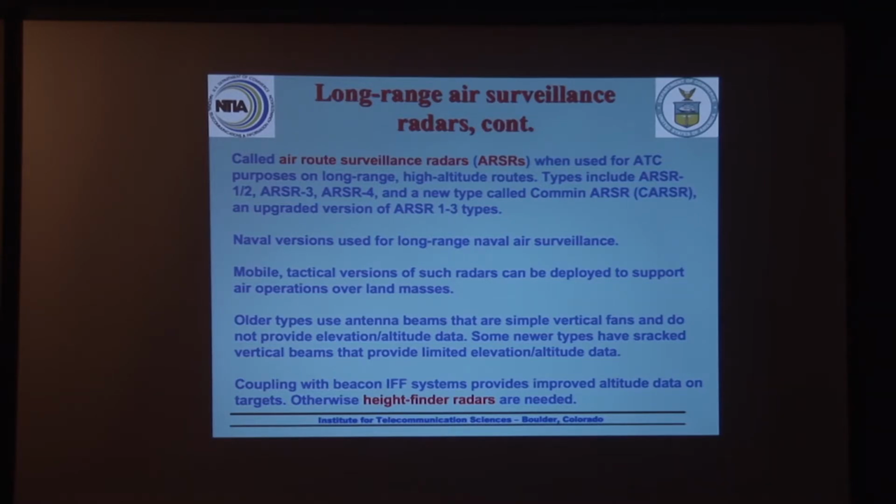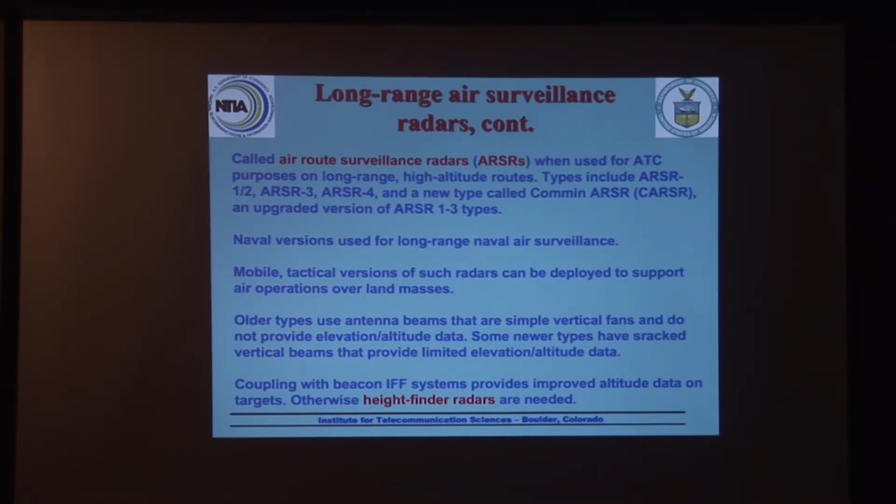The older types just use simple vertical fan beams for their coverage. The newer types often, like the ARSR 4, have stacked vertical beams that give you some elevation information. Again, beacon systems are important. The only other way with these radars to really get elevation information is to put a second radar in the vicinity of the ARSR, and it's called a height finder radar. And a height finder radar looks like an ARSR turned on its side.